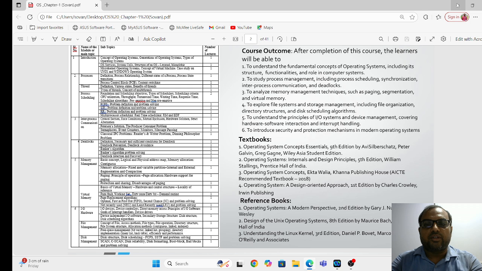Then in memory management, they can understand paging, segmentation, and the virtual memory concept, then storage management, IO management, and lastly security and the protection required for operating systems. These are the outcomes they will be able to understand after learning the entire course. These are the textbooks and the reference books, so students can learn from there also.